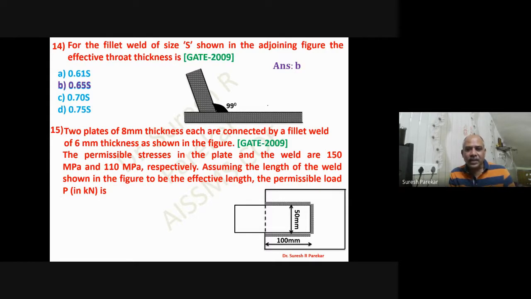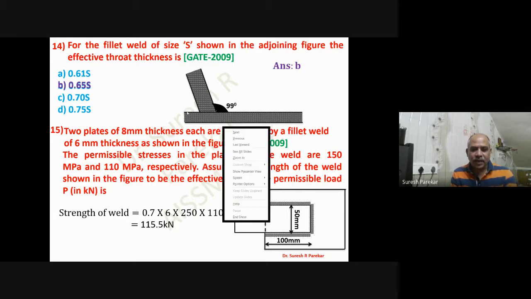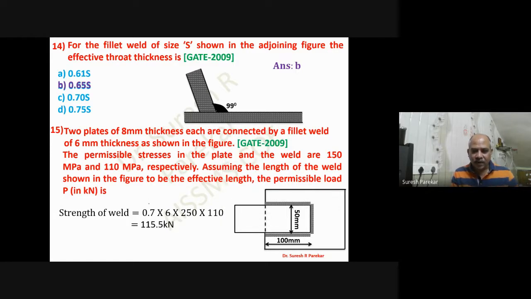Then we have 2 plates, and that fillet weld we have given, permissible stresses are given, and we have to find out the length of weld. And length of weld we have given, and we have to find out the permissible load P in kilonewton. So we have to find the strength of plate and strength of welding. Strength of weld is 0.7. So you can take 0.7 or you can go this value. If you will see, we have 45 angles, so you can take it as 0.7, not 7. So it will be a little bit changed over there.